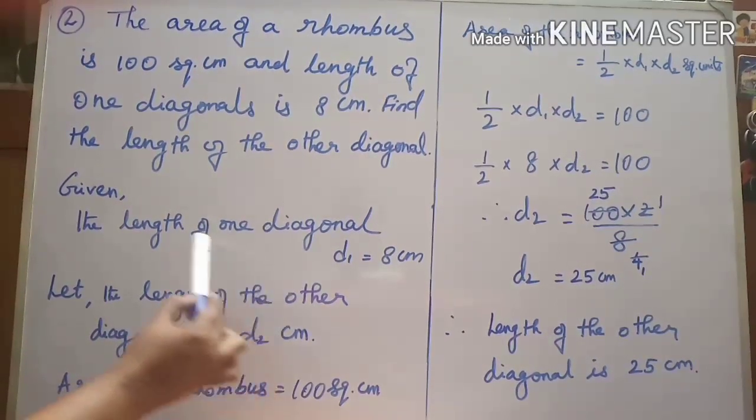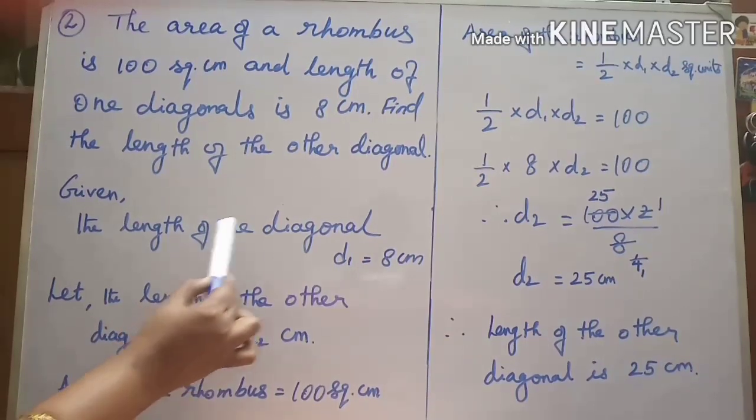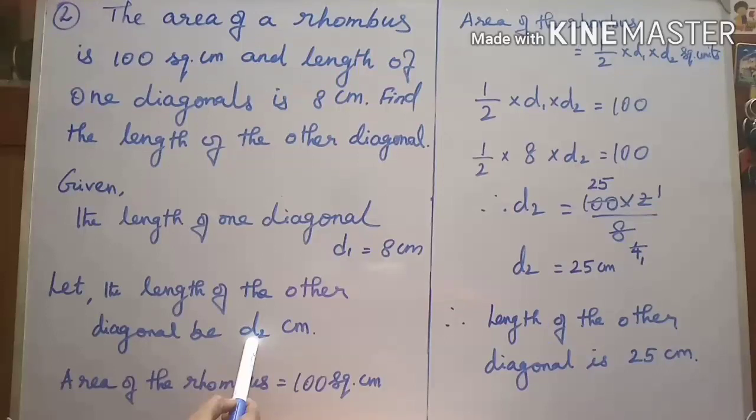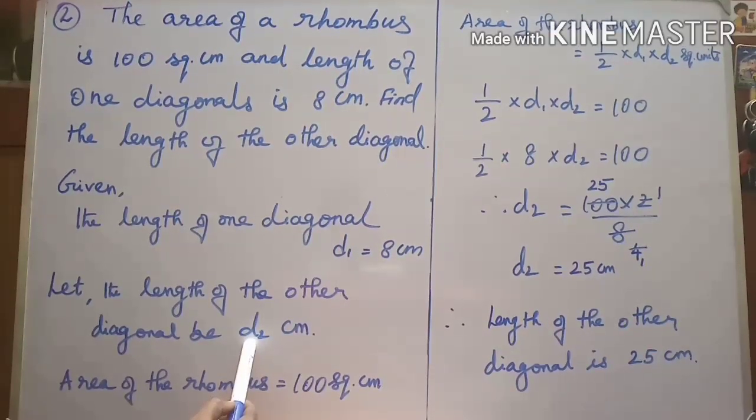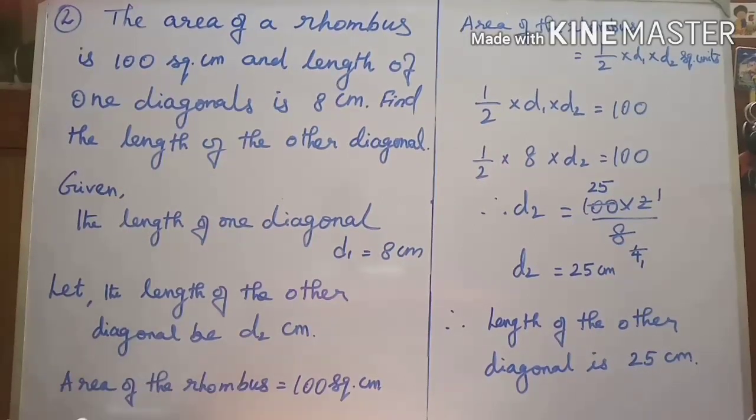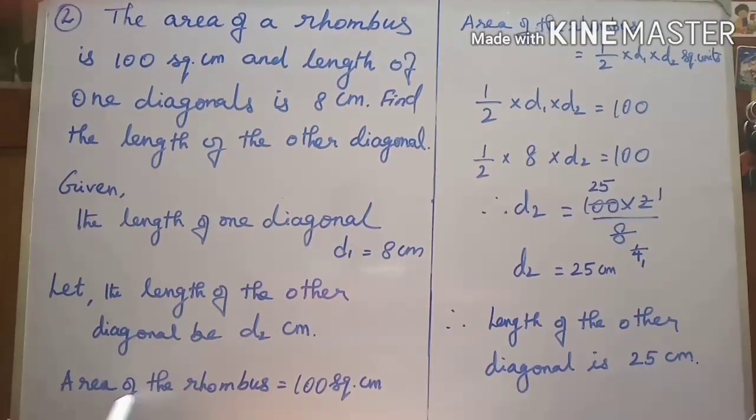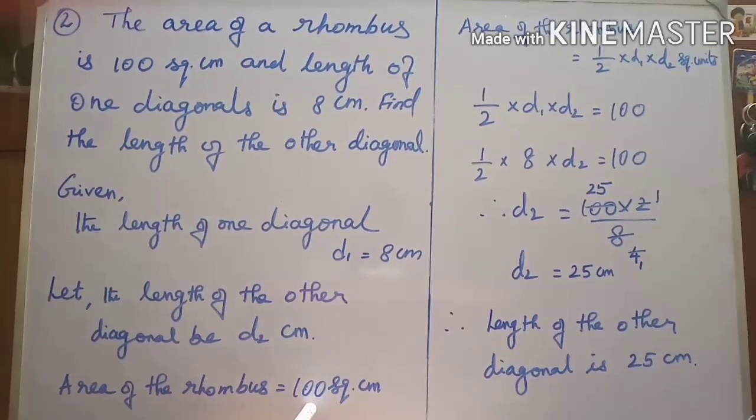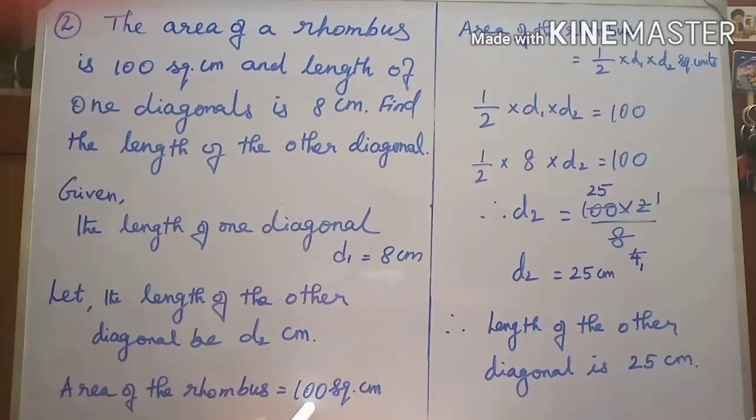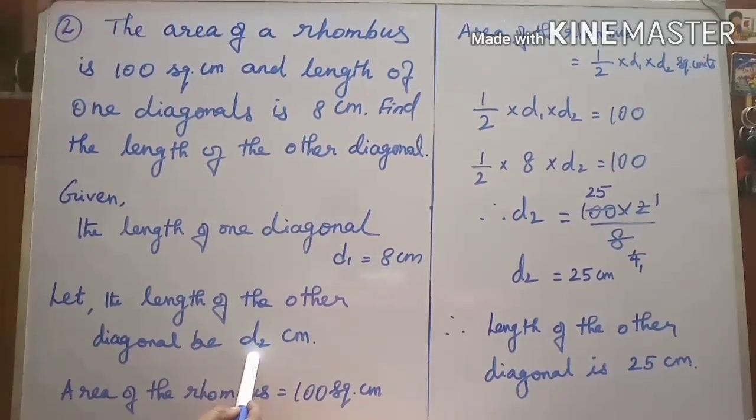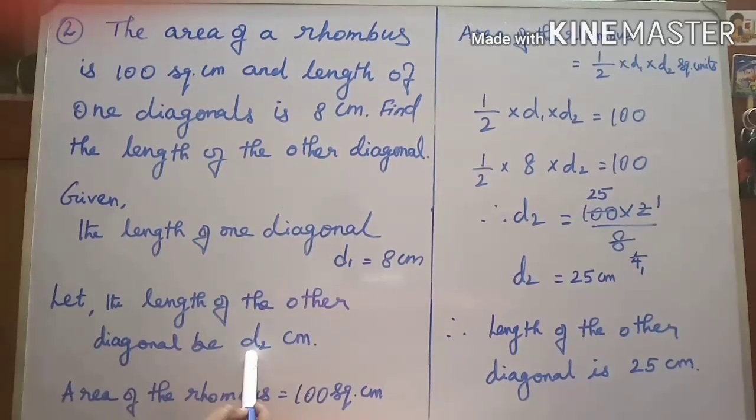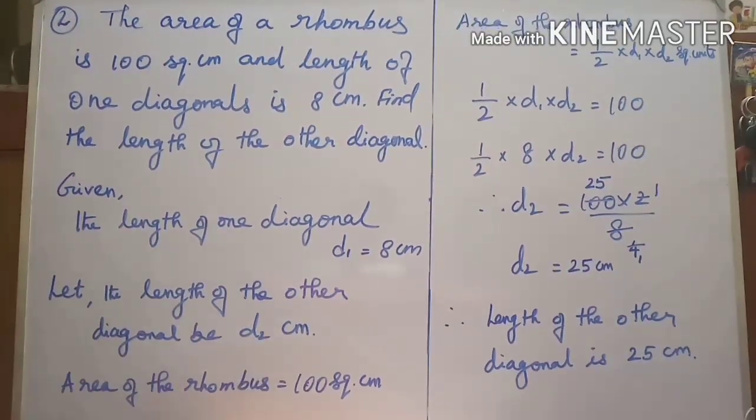So the length of one diagonal is 8 centimeter. We don't know the value of the second diagonal; that alone we are going to find out. So the second diagonal is D2 centimeter. Next, what is given now? The area of the rhombus. The area of the rhombus is 100 square centimeter. Using these two things, D1 value and area, we are going to find the value of D2.